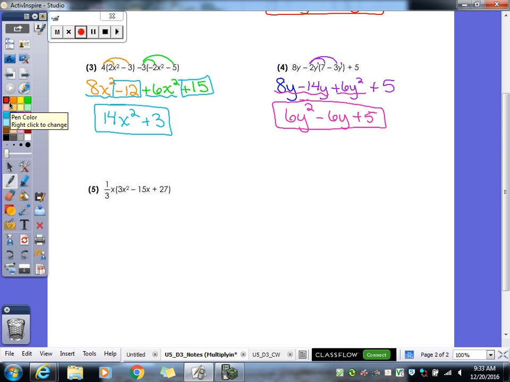All right, then our last example, you can always have your calculator help you when you multiply with your fractions. 1/3 x times 3x squared. So our 1/3 times our 3, what do we get? 1. x times x squared would be x to the third. I add my exponents.